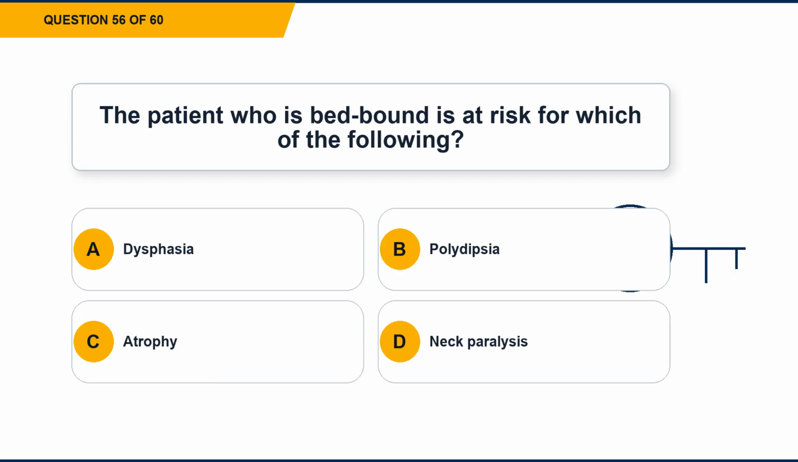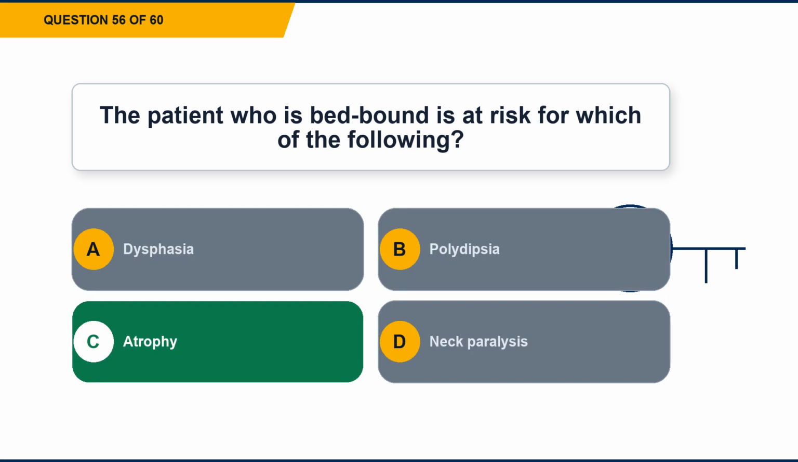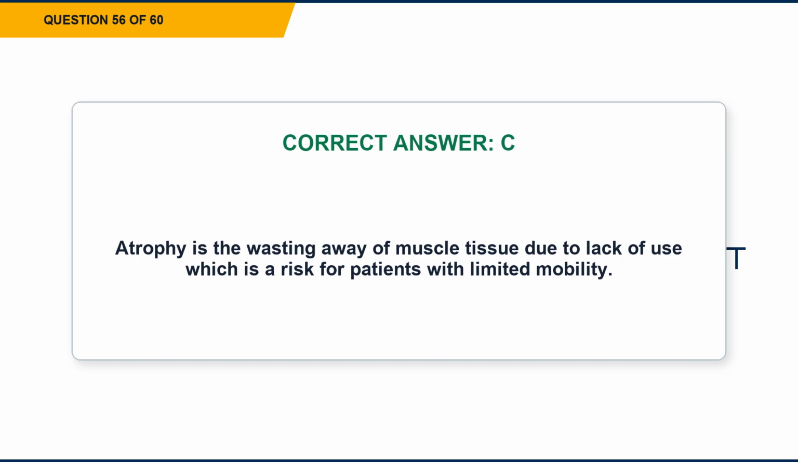Question 56. The patient who is bedbound is at risk for which of the following? Option A, dysphagia. Option B, polydipsia. Option C, atrophy. Option D, neck paralysis. The correct answer is option C, atrophy. Explanation. Atrophy is the wasting away of muscle tissue due to lack of use, which is a risk for patients with limited mobility.